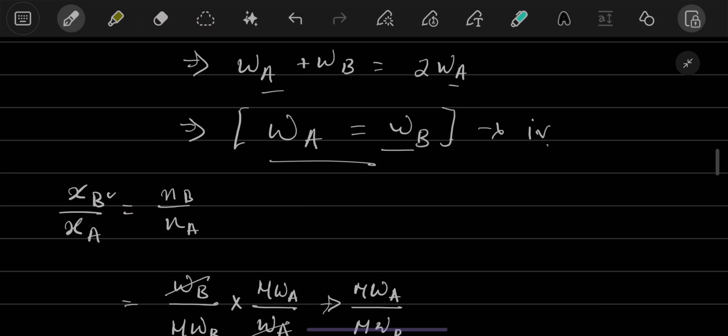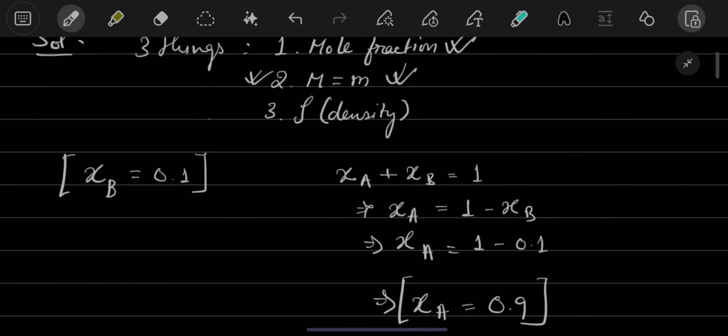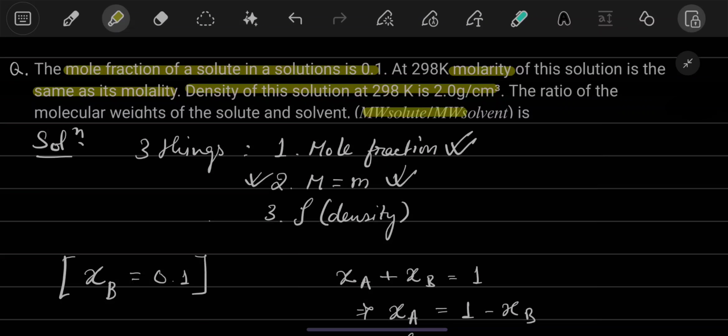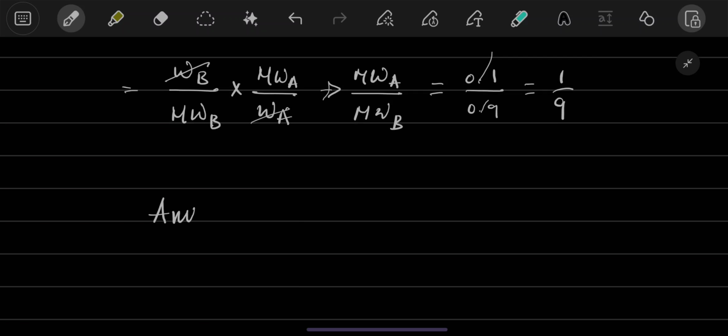And also we found out that the mole fraction of the solute was 0.1, and the mole fraction of the solvent was 0.9. So this will be equal to 0.1 by 0.9. That's equal to 1 by 9. But we are asked to find out the molecular weight of the solute by molecular weight of solvent. So we'll just do the reciprocal of this. Therefore, our answer is molecular weight of solute by molecular weight of solvent is equal to 9 by 1, or 9.